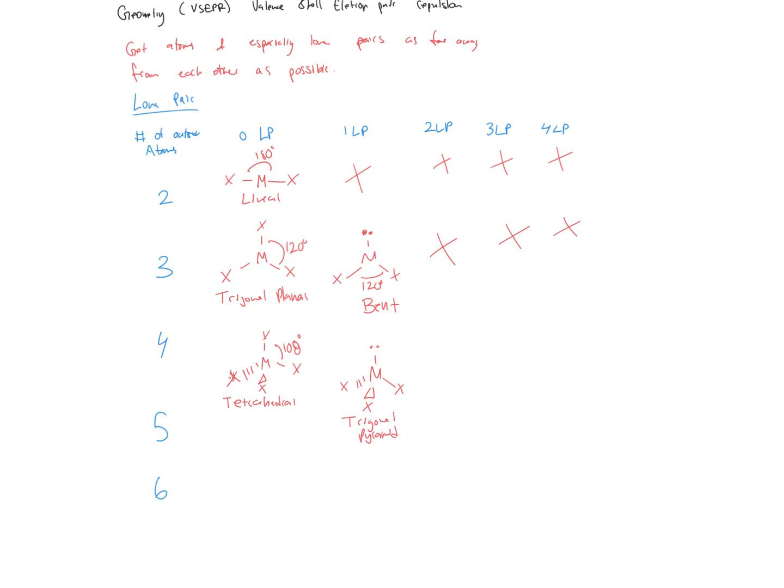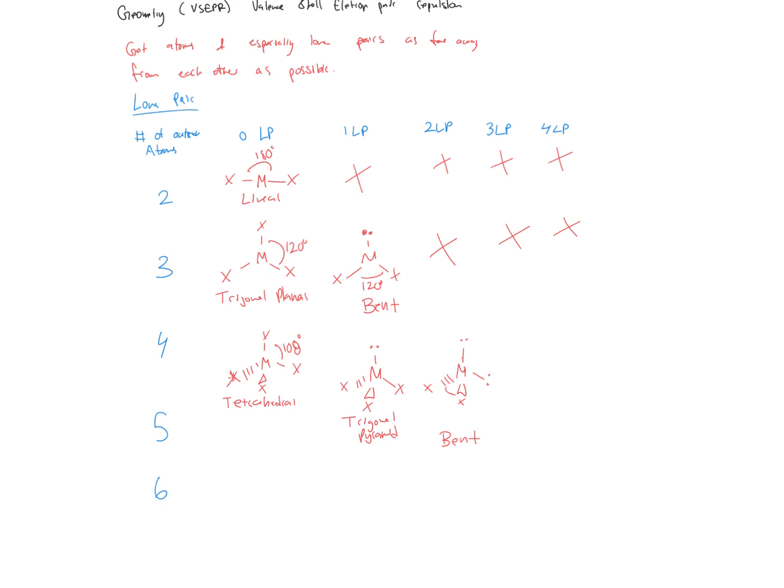Pyramid. Now let's replace the second one with a lone pair. We have M in the middle. We have 1 lone pair here and 1 lone pair here. X is in the back and X in the front. From this, we have another bent shape because it looks very similar to the bent one from before.